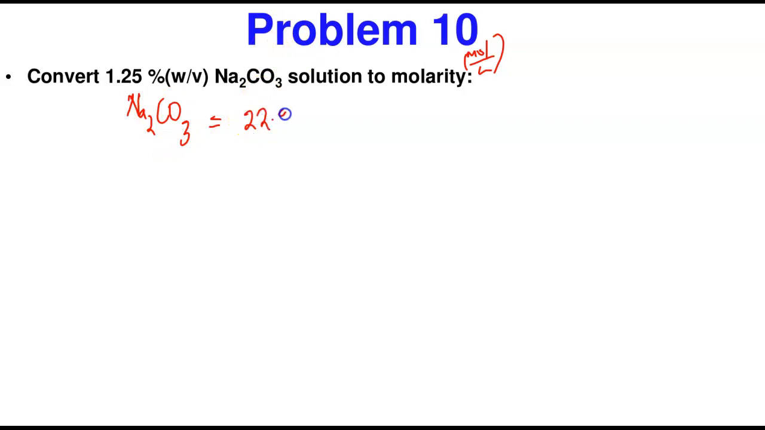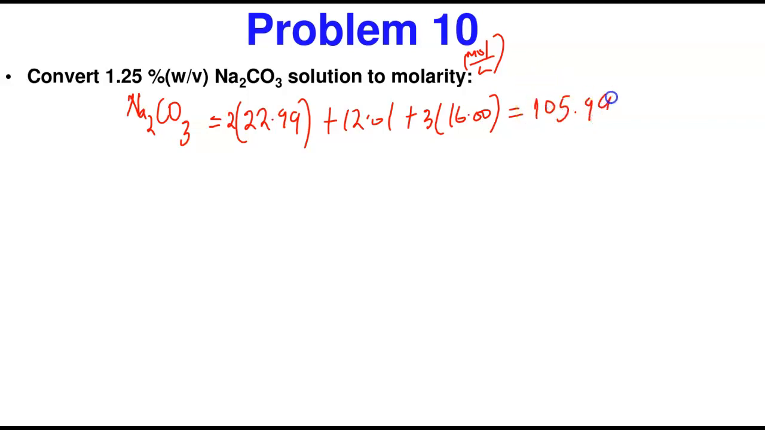Sodium is 22.99, but we have two atoms of this guy, so we have to multiply it by 2. That should be 2 brackets 22.99, plus 12.01, plus 3 brackets 16.00. So now if you add everything up, it's going to give you 105.99 grams per mole.